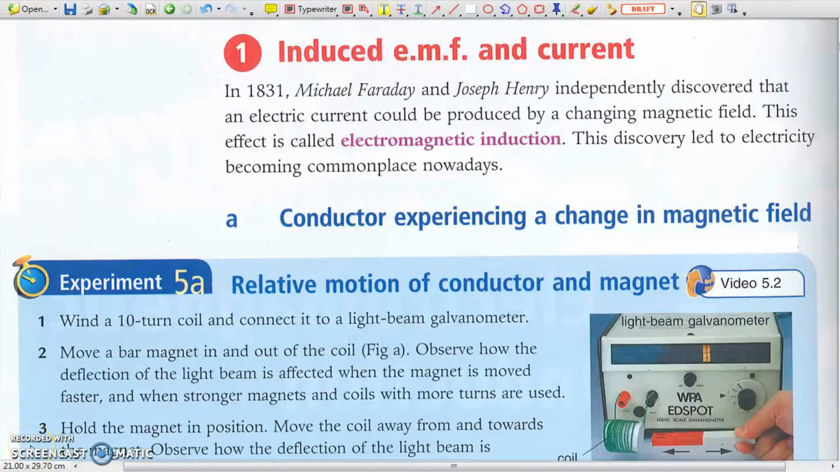1. Induced EMF and current. You have learned in the last chapter that a current produces a magnetic field. What about the reverse? Faraday discovered that a changing magnetic field can produce a current, and now we call it electromagnetic induction.